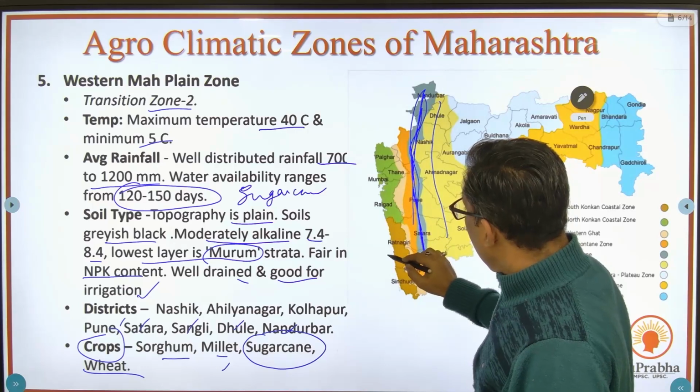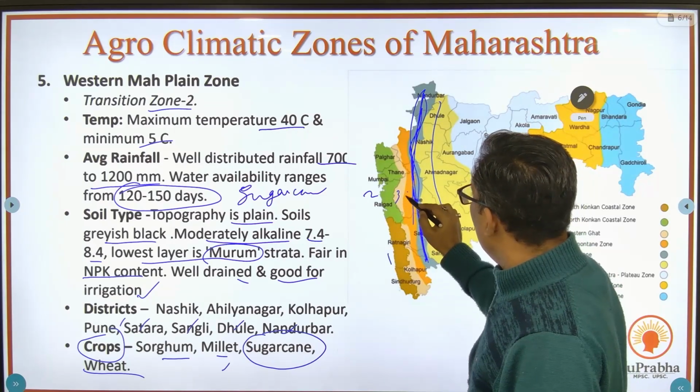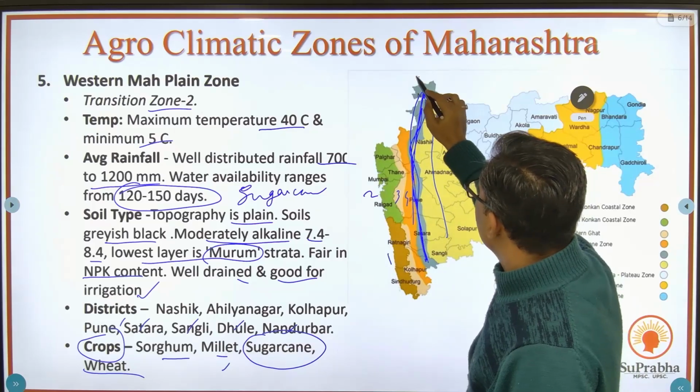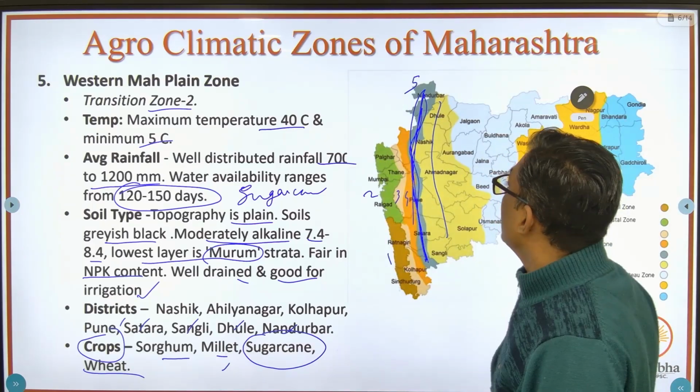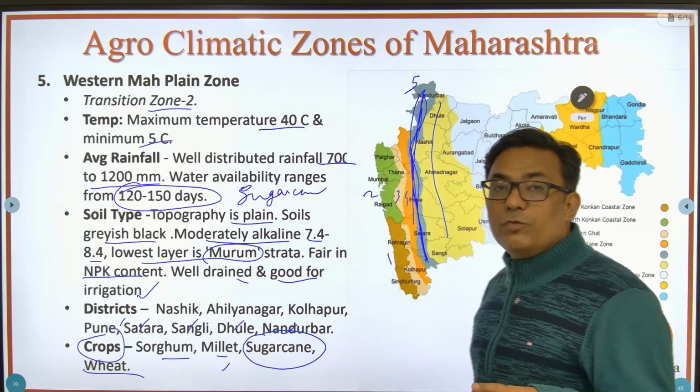Fine. So this is the fifth one, the Western Maharashtra plain area. So we have done 1 South Konkan, 2 North Konkan, 3 the forest, 4 the sub-mountain, and this is the fifth one, which is the Western Maharashtra plain zone. So we have finished off the 5 agroclimatic zones of Maharashtra.